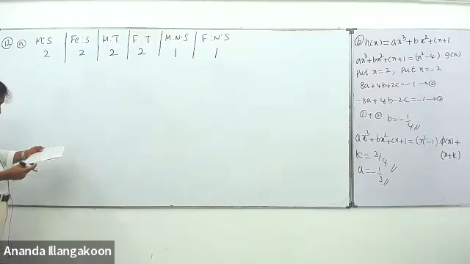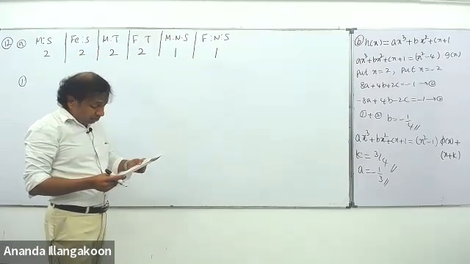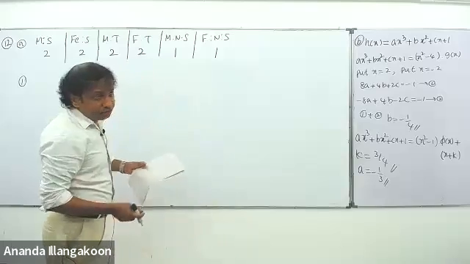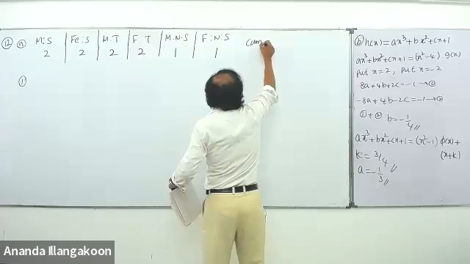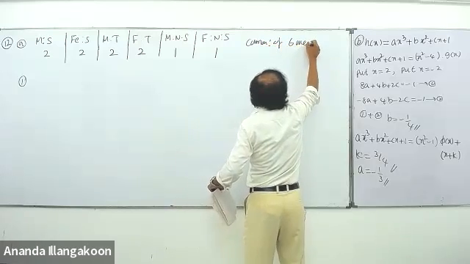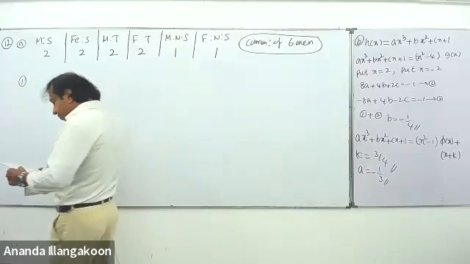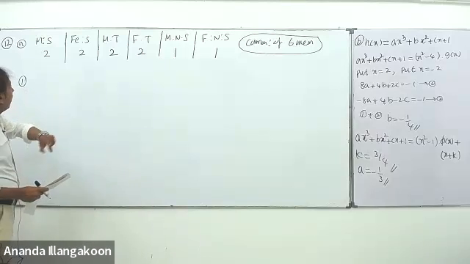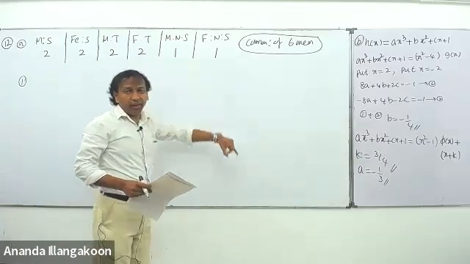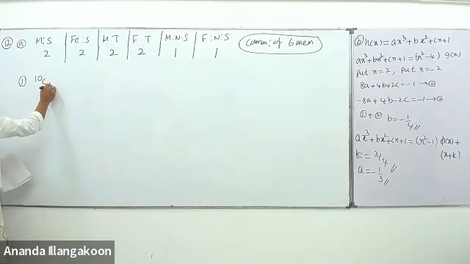First question, what? If any 6 of them can be chosen, the committee must have how many people? Committee must have 6 members, right? Any 6 people. How many are there? 2, 4, 6, 8, 10. Out of 10, 6 we have to select. What is that? 10C6, right? First one is okay.